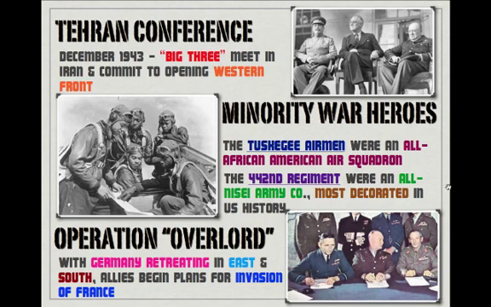So now, Operation Overlord, and this is the code name for the D-Day invasion. And so the planning for this opening of the Western Front begins. With Germany retreating in the east and in the south, the Allies begin plans for the invasion of France. We'll talk more about D-Day in the next set of notes. Here pictured you see Dwight D. Eisenhower, and he would be the commander of Operation Overlord.